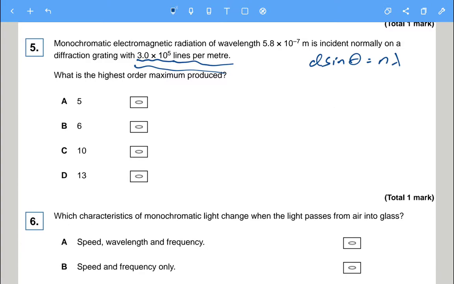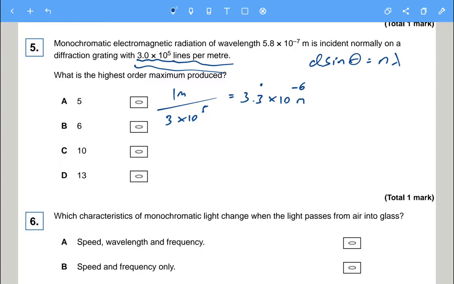So 3 times 10 to the 5. We need to do 1 meter divided by that. So we've got 1 meter divided by the number of lines per meter, 3 times 10 to the 5. If you put that in your calculator, you get 3.3 recurring times 10 to the minus 6 meters. So now we've got that, we can figure out the highest order produced.